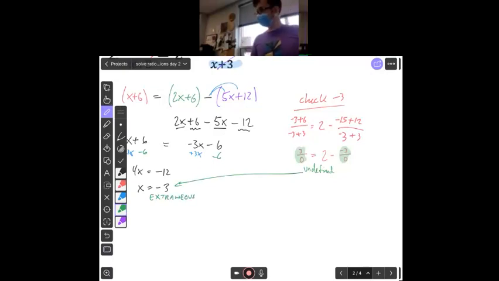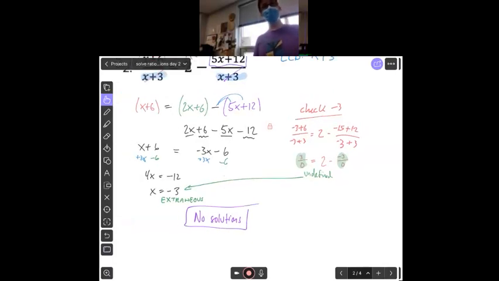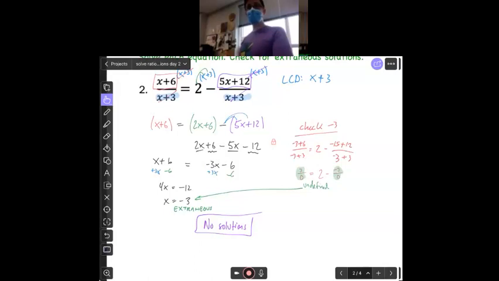But since our only answer doesn't work, what does that really mean? Can't solve it, otherwise known as there's no solution. So our only answer didn't work. We've seen this before. It's not the first time we've seen this. It's been a little while, but our only answer doesn't work means there's no answers.